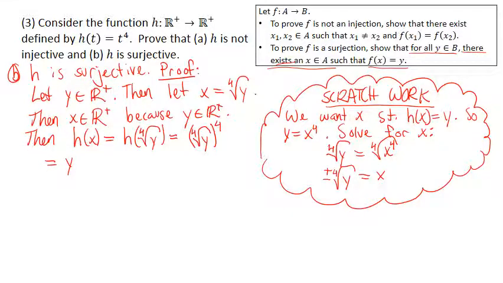Okay, so this means that h is surjective. So for any value of y in the codomain, we have a way to find a value of x in the domain that produces that value of y. And that's it.